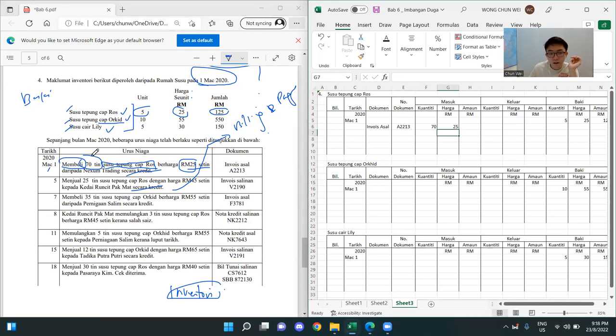Now, they didn't tell you the jumlah, but we have to calculate ourselves. So 70 times 25, how much do you get? You use a calculator. 70 times 25, you get 1,750. So this 1,750, you put it here.